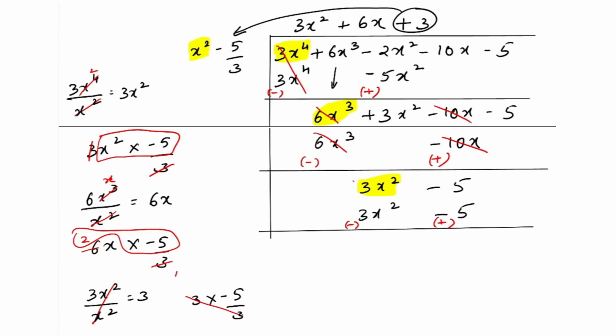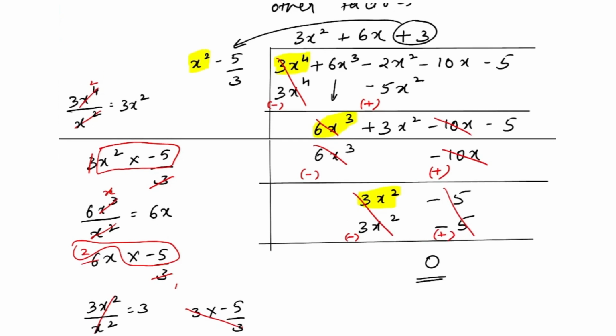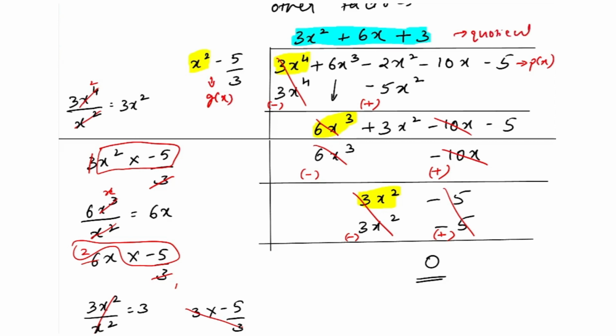3x square and minus 3x square terms will get cancelled. Minus 5 and plus 5 terms will get cancelled. And we are left with 0. Here the remainder is 0. So after dividing, we got the quotient here. So this was our p of x, this was our g of x, and this is our quotient, and this is our remainder.